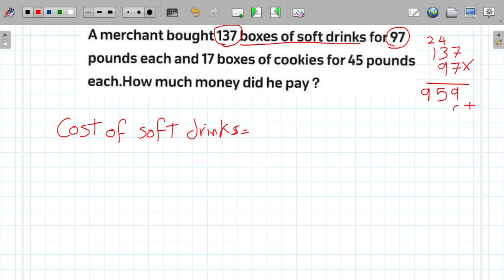Next, I will write 0 and I will multiply by 9. So 9 times 7 equals 63. So I will write 3 and carry up 6.